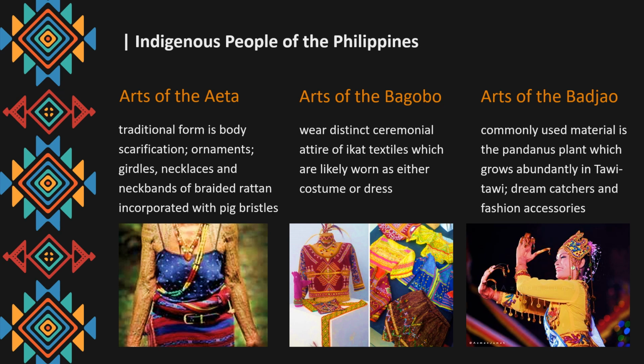Next, we have the arts of the Bajau. The most commonly used material is the pandanus plant, which grows abundantly in the limestone-based island of Tawi-Tawi. The pandanus grows wild and untended on the shores and sandy beaches.